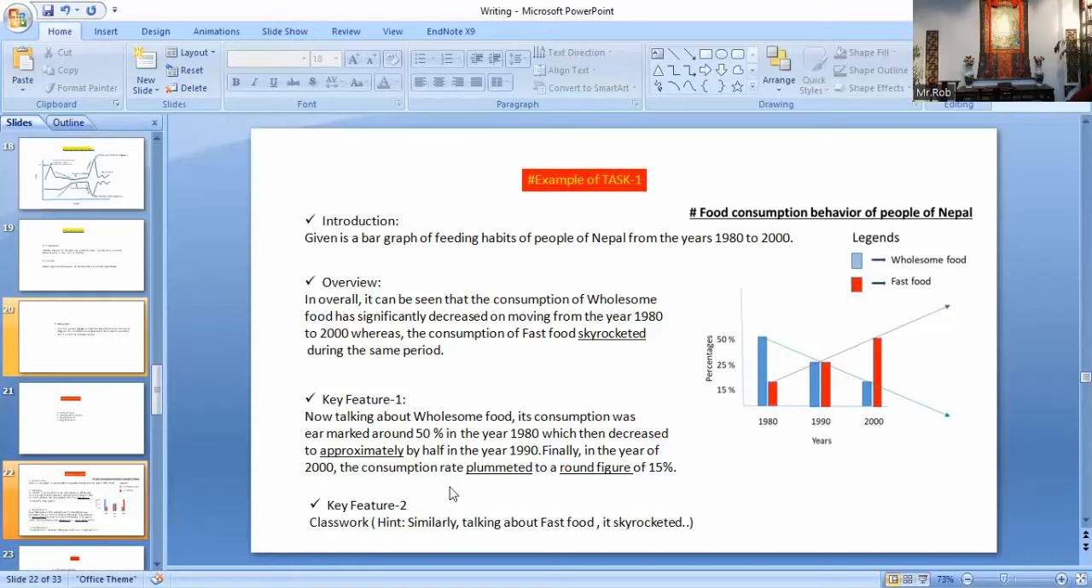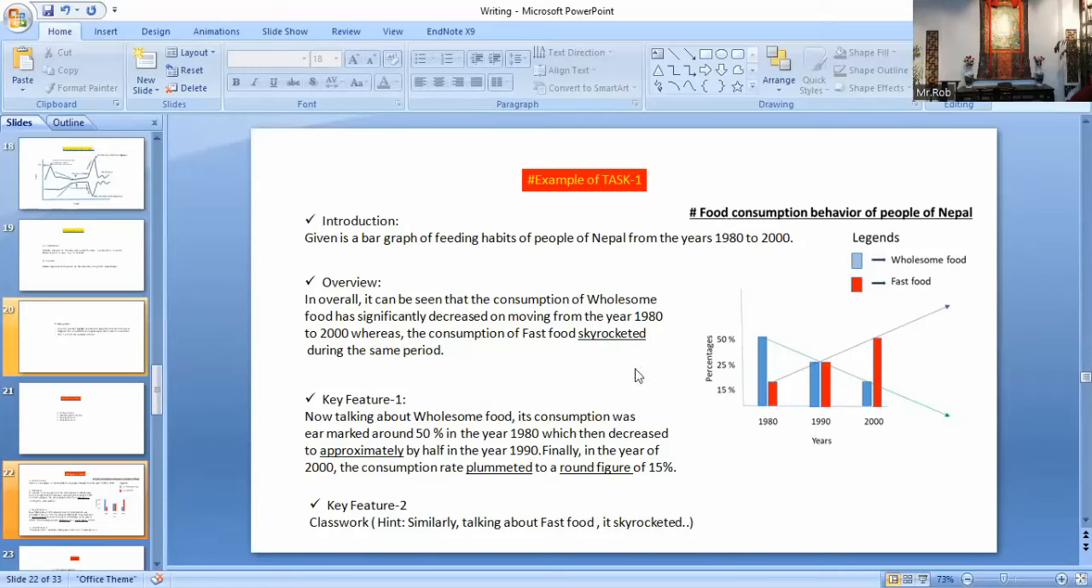So in this way, you can write about key feature one. Okay. And the next paragraph will be about key feature two. This should be your assignment. Write similarly talking about fast food. It skyrocketed, and so on. So use this hint and write another paragraph about what? Fast food. We talked about wholesome food. Now talk about fast food. Start similarly, talking about fast food. It skyrocketed in the year this to this percentage, okay, and so on.